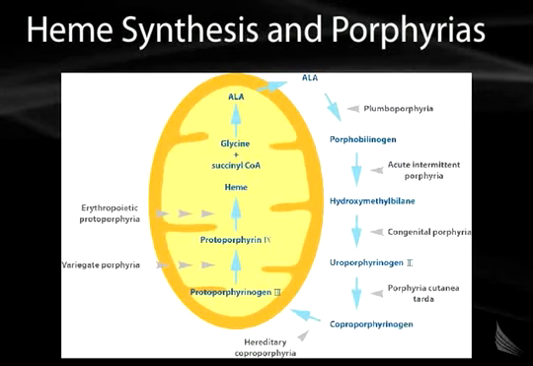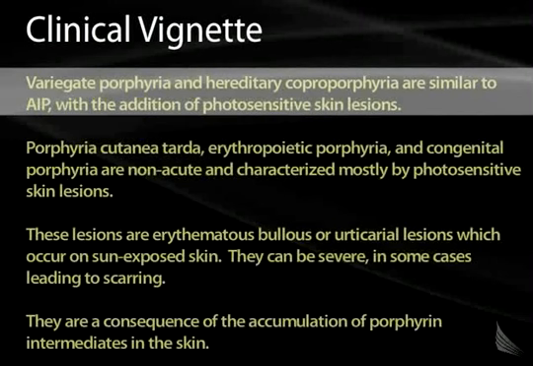Now, there are a bunch of other porphyrias, in addition to AIP, that are caused by other defects in different steps of mitochondrial heme synthesis and cytosolic heme synthesis, and those are listed here. We'll cover just a few of these in detail. Variegate porphyria and hereditary coproporphyria are very similar to AIP. The only additional thing is these people tend to have photosensitive skin lesions. They have rashes that occur on sun-exposed skin.